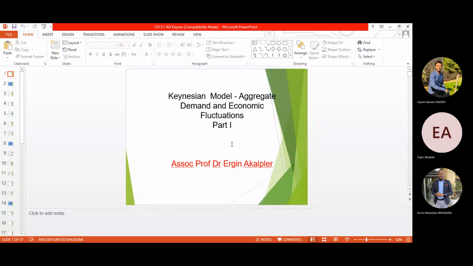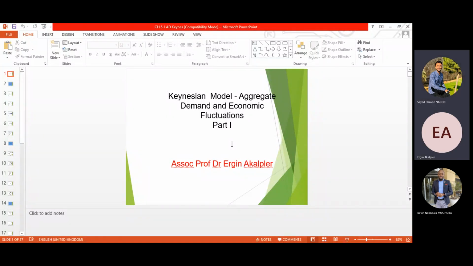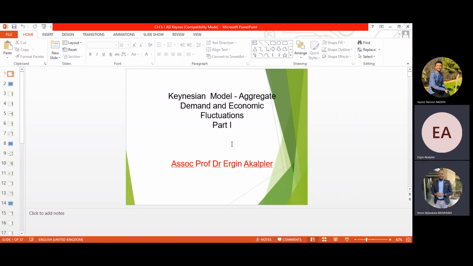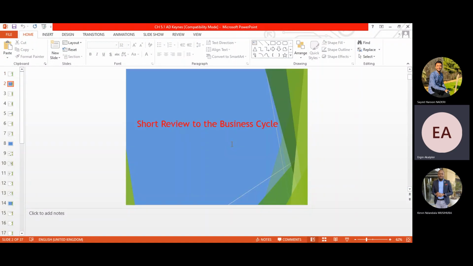Okay, let me share the file. I think you are able to see this: Keynesian model, aggregate demand and economic fluctuations. As I said to you, I will introduce the Keynesian model today, with a little more theoretical aspect first, and then we go through to the calculations and applications.